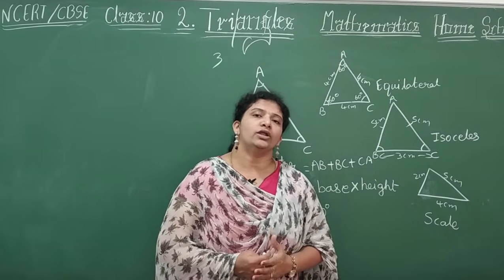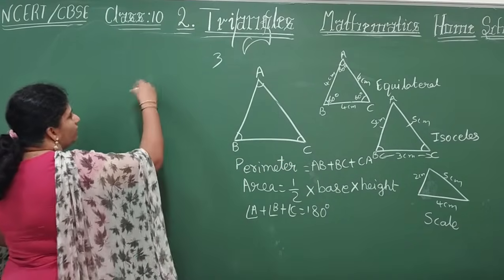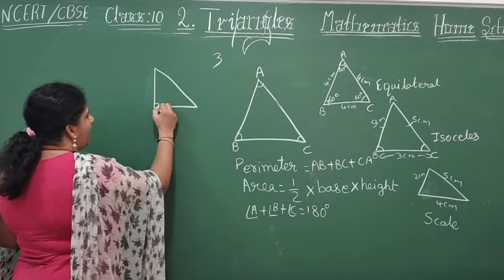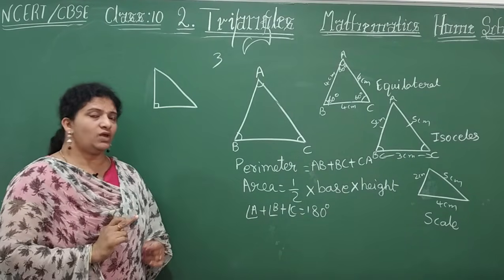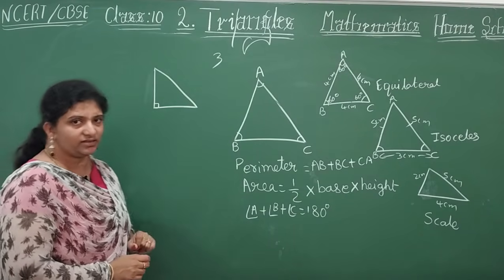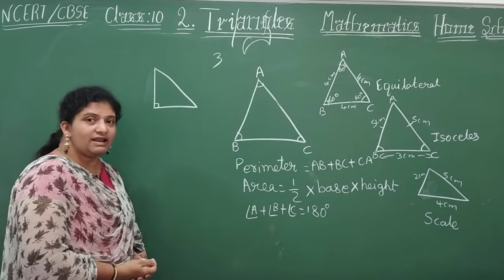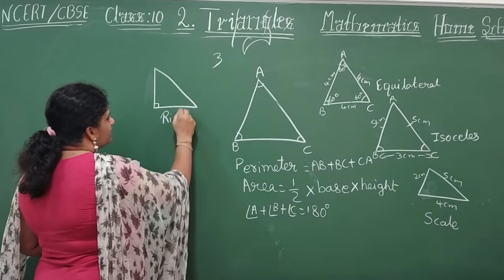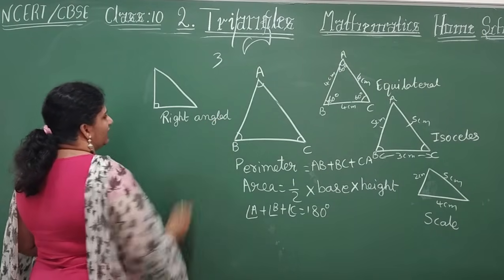Now, according to angle, we are going to divide the triangles. So now, suppose any one angle is 90. So observe here, children. If any one angle is 90, meaning one side is perpendicular to another side, then we call this type of triangle a right angled triangle. That is called the right angled triangle.